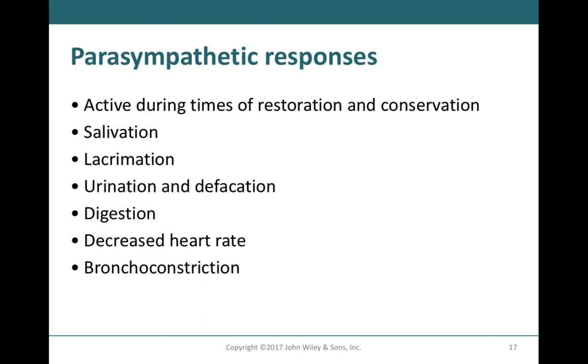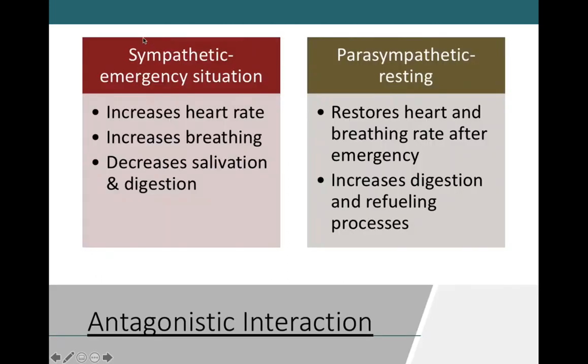And in contrast to what we saw with our sympathetic responses, we're going to have bronchoconstriction. So these muscles in our airway are going to constrict because not as much oxygen needs to make its way into the body. So I'll just say again that our sympathetic nervous system is our E system. It's going to be active in times of emergency. So in times of emergency and exercise, we need to have increased heart rate and increased breathing so that we can supply our skeletal muscles.